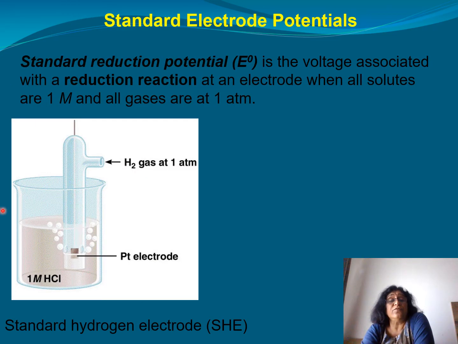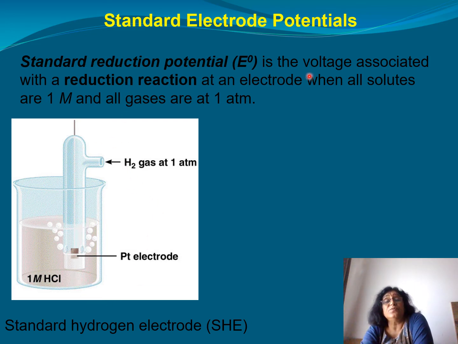Now you see the structure of the standard hydrogen electrode. Here you see there is a beaker which contains 1 M HCl. Then there is this glass tube, which has an opening through which hydrogen gas is passed. In the center of it, there is a platinum wire, and on the top of it is a platinized plate, which is called the platinum electrode. This setup is dipped in the beaker containing 1 M HCl. So hydrogen gas at 1 atmosphere is bubbled into it, and this is a standard hydrogen electrode.